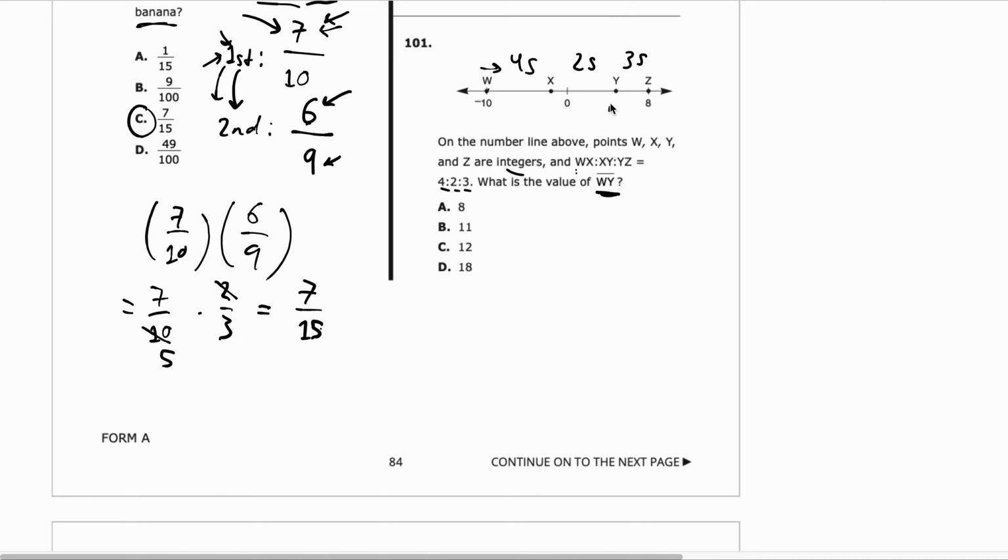So I don't actually know where Y is exactly on the number line yet. But I do know the length of WZ, right? So the length of WZ is just 8 minus negative 10, which is 18. So this is sort of convenient because we know that the length of WZ is 18, and we also know that its length can be represented by adding up the lengths of WX, XY, and YZ.